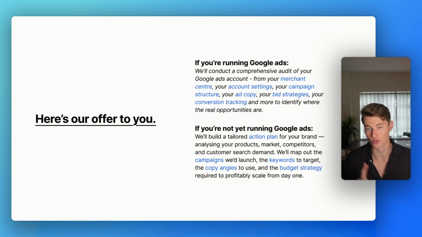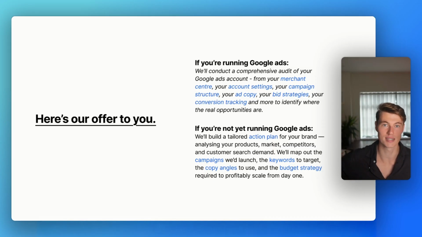And this is going to go through your merchant center, your account settings, your campaign structure, your ad copy, your bid strategies, your conversion tracking, literally everything. And we're going to be able to find a bunch of things that you might not have been aware of that if we tweak or optimize, we'll be able to massively improve your performance. And I'm going to show you in a second here how we actually generated $1.4 million for a brand through one of these action plans because we found so many mistakes that they were making, okay?